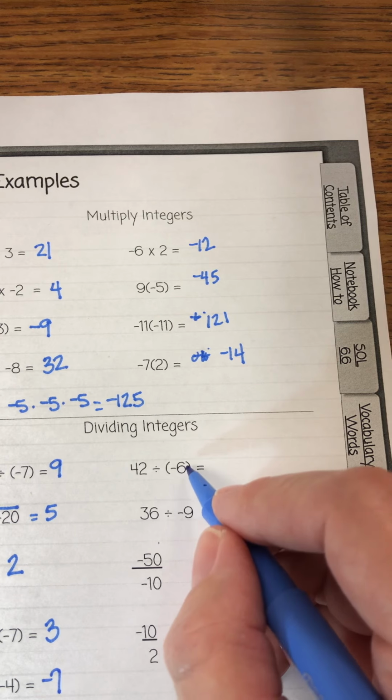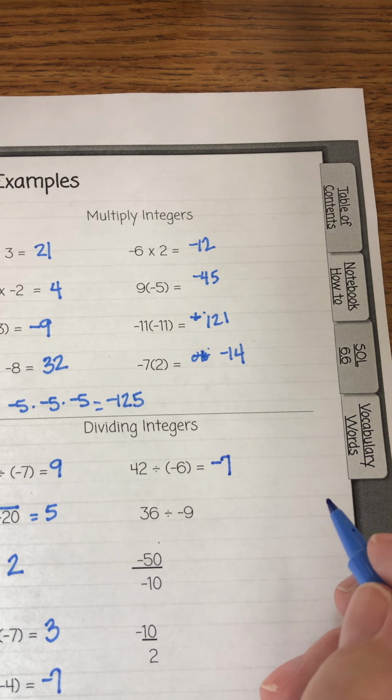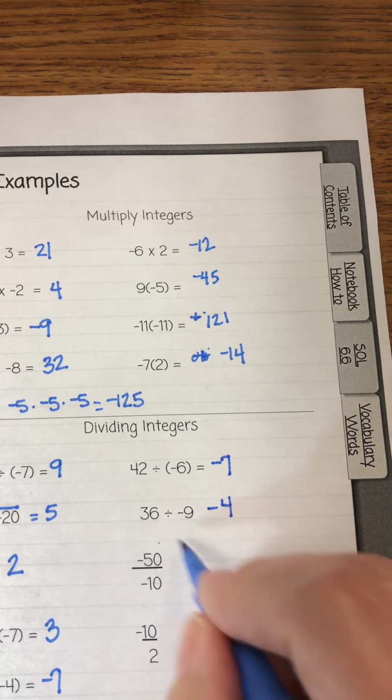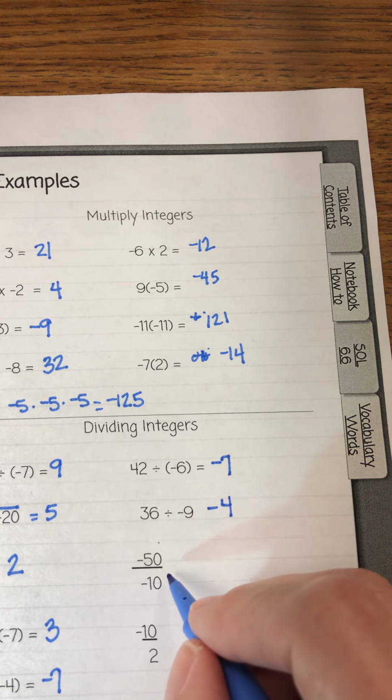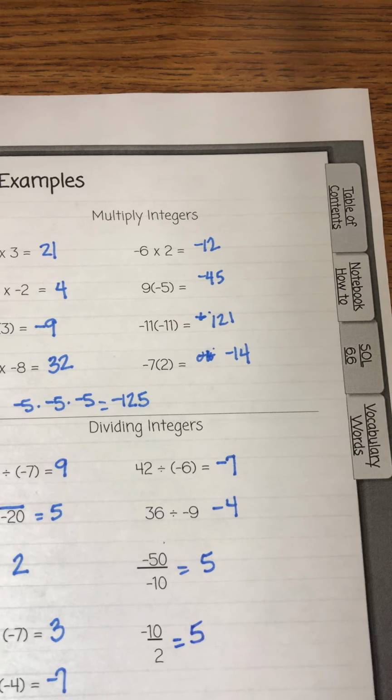42 divided by negative 6, negative 7. 36 divided by negative 9, negative 4. Again, you got an improper fraction, so we're going to divide. So 50 divided by 10 equals 5. And then negative 10 divided by negative 2 also equals 5. So there it is, multiplying and dividing integers. Bye.